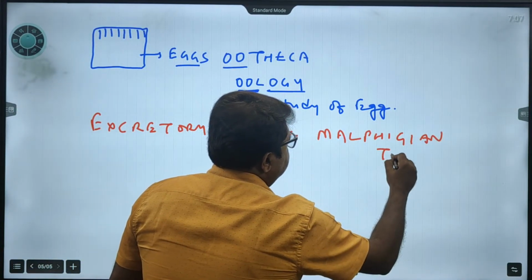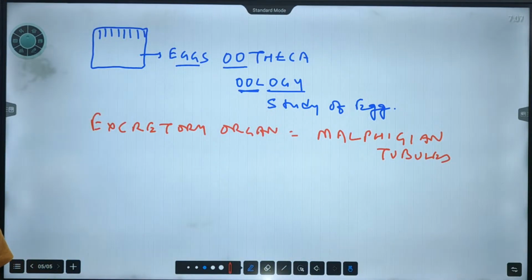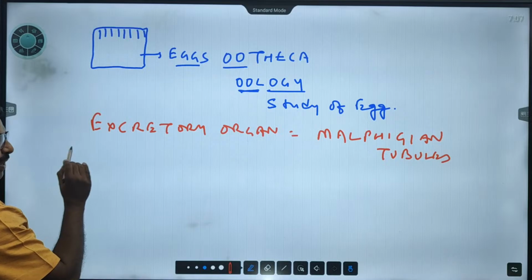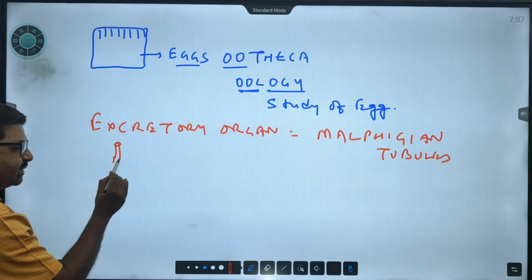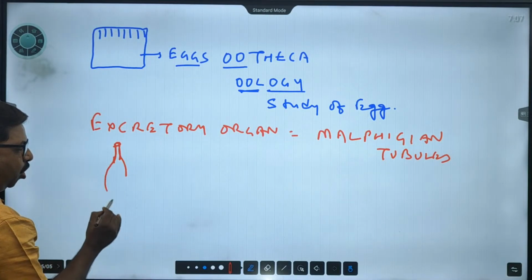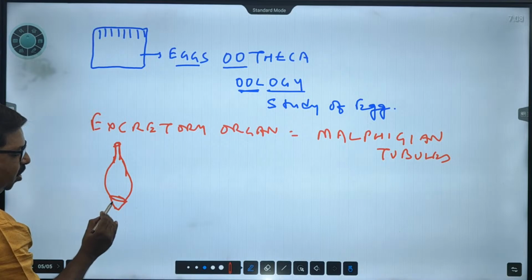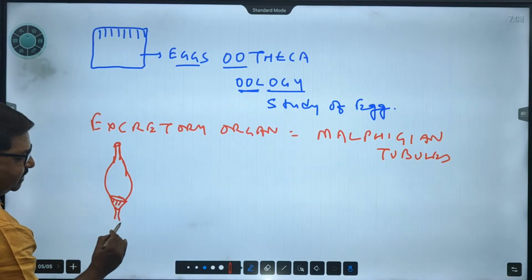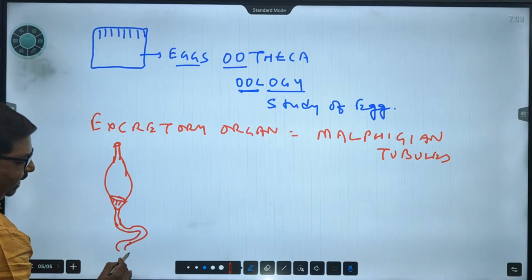Malpighian tubules. So this is a structure, Malpighian tubules, which acts as an excretory organ. Fine. So if you think about the digestive system, they have got mouth, esophagus, then there is a large crop. This is a crop. And there is a triangular structure called gizzard. And this is the mesenteron, middle gut. And this is the hind gut.